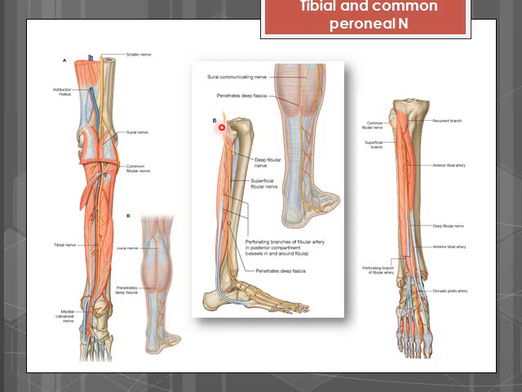The common peroneal nerve collectively supplies the muscles of the anterior and lateral compartments of the leg, one muscle on the dorsum of the foot called extensor digitorum brevis, and the first two dorsal interossei muscles on the dorsum of the foot.